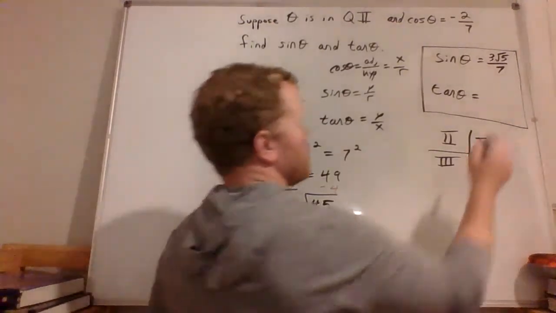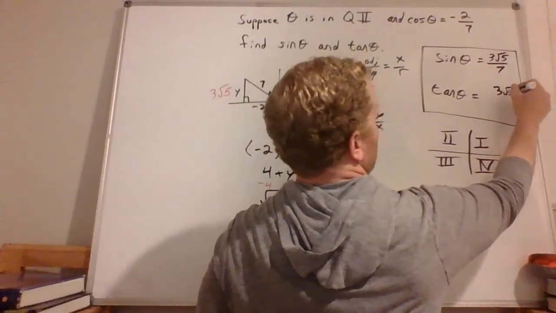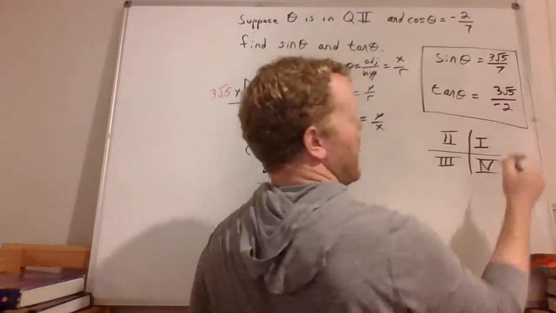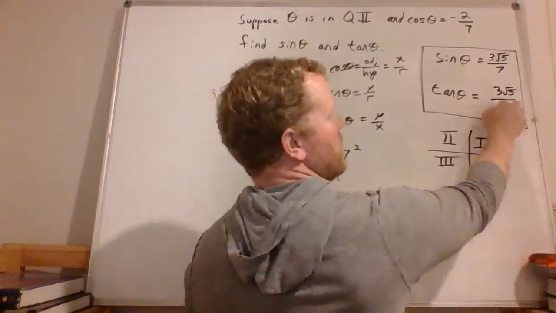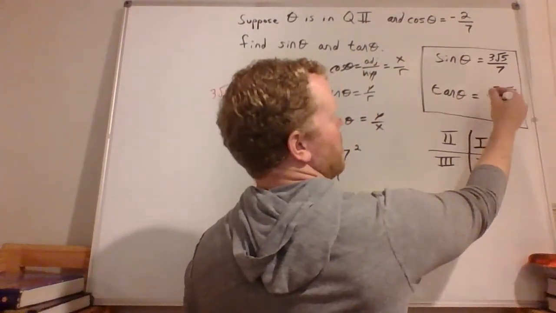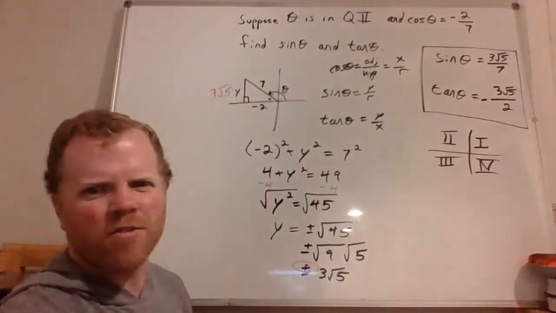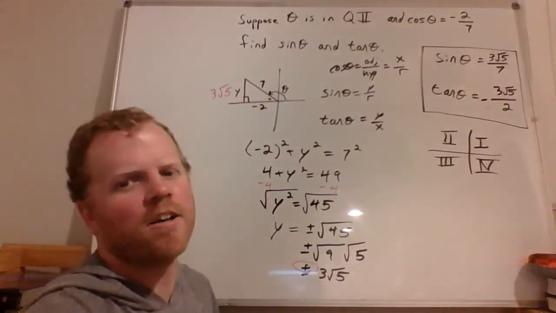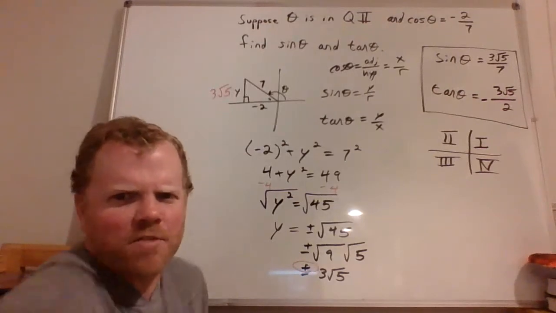So this is 3√5 over -2. I usually just like to put the negative in the front of the whole fraction instead of putting it in the bottom. The fraction's negative. Positive divided by negative is a negative, but if you leave the negative in the bottom, that's fine.